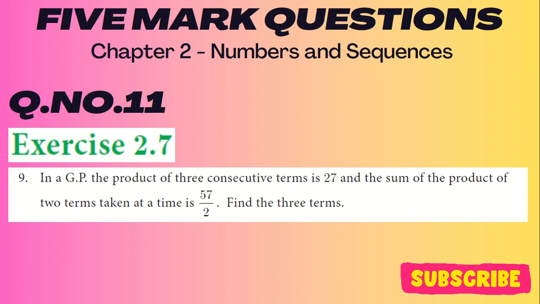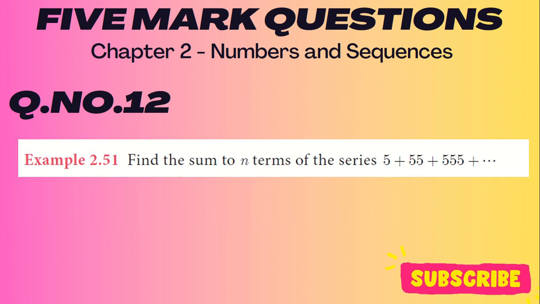So let us go to question number 12. Question number 12 is example 2.51. Find the sum to n terms of the series 5 plus 55 plus 555.